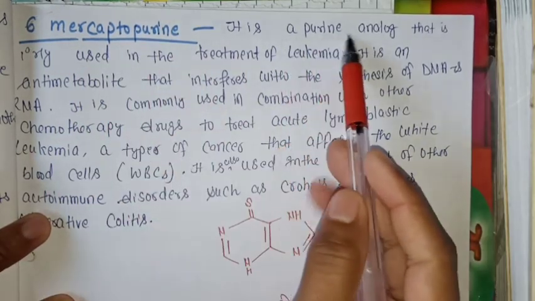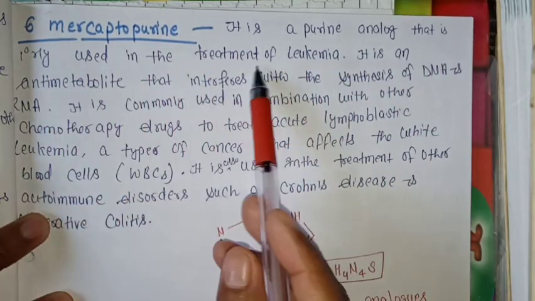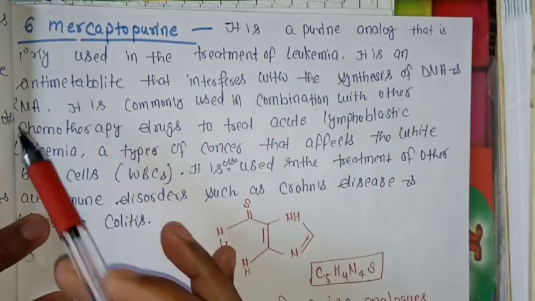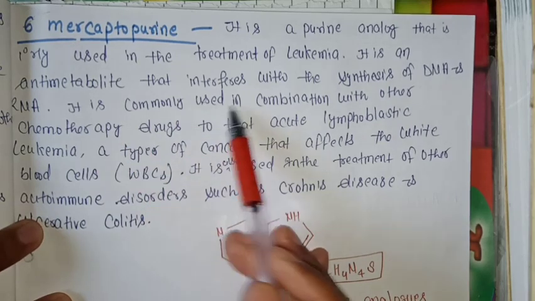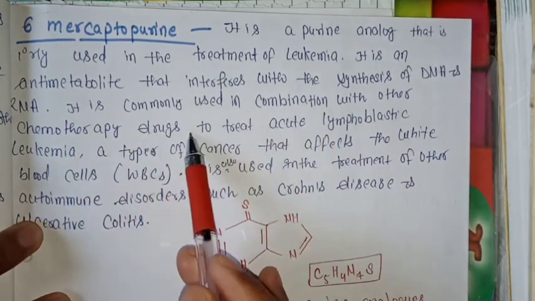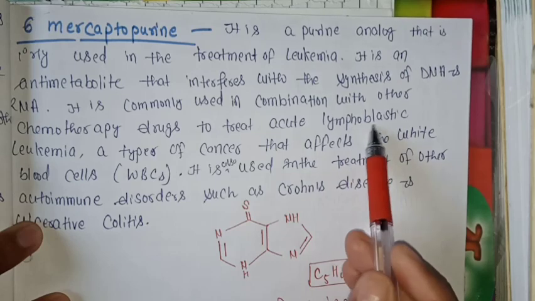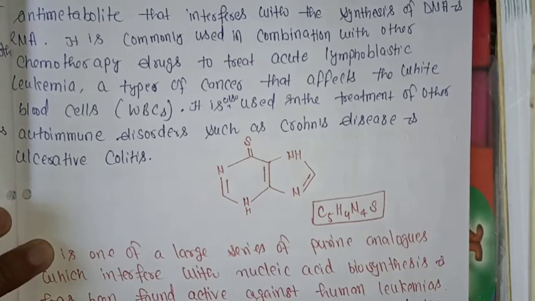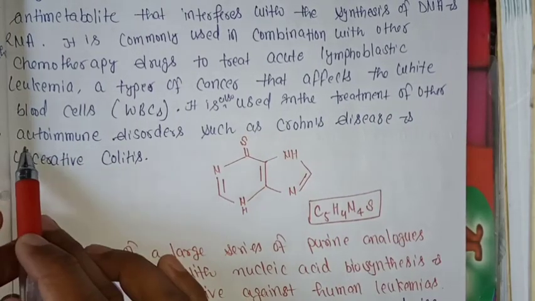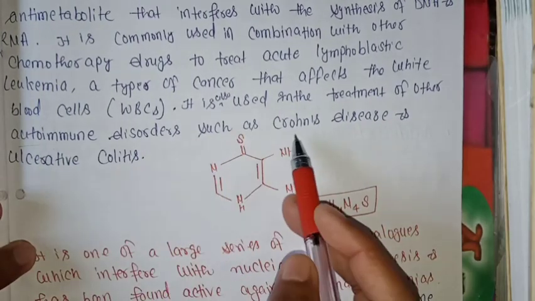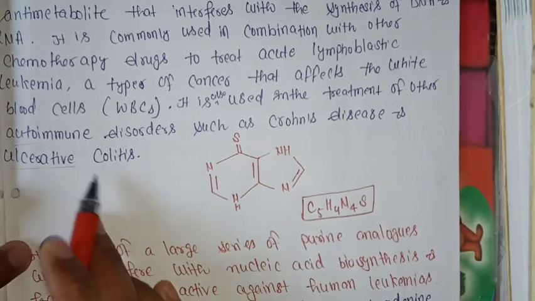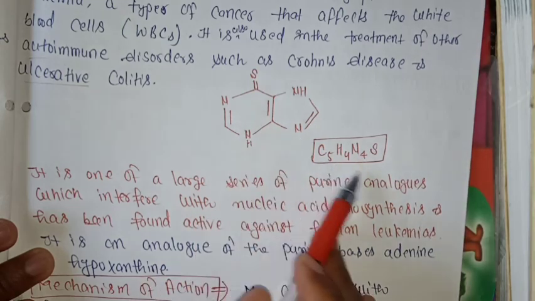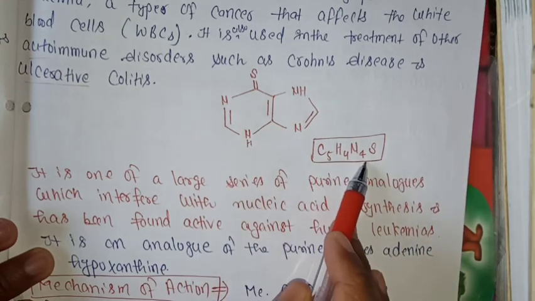6-mercaptopurine. It is a purine analog that is primarily used in the treatment of leukemia. It is an antimetabolite that interferes with the synthesis of DNA and RNA. It is commonly used in combination with other chemotherapy drugs to treat acute lymphoblastic leukemia, a type of cancer that affects the white blood cells. It is also used in the treatment of other autoimmune disorders such as Crohn's disease and ulcerative colitis. This is the diagram of 6-mercaptopurine and its molecular formula is C5H4N4S.